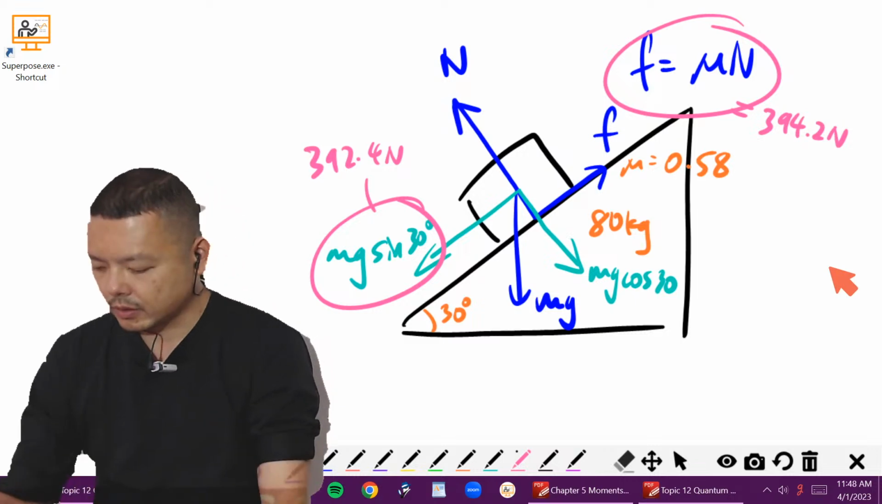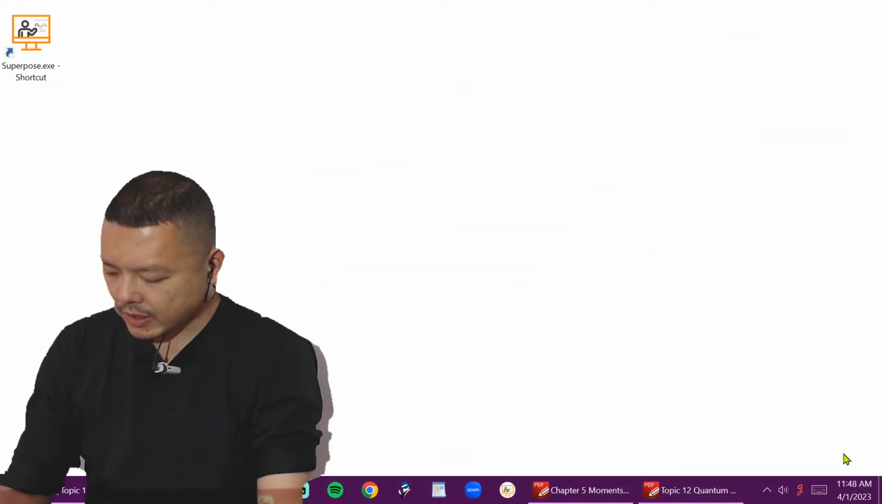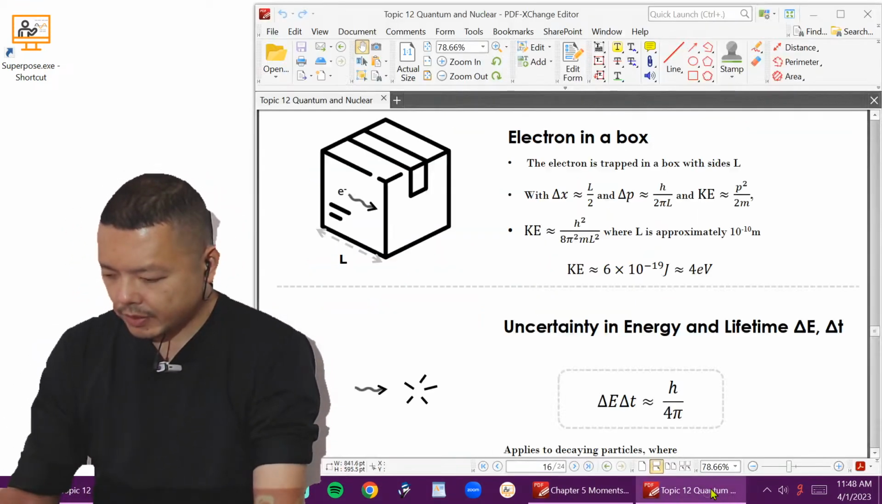Okay, good. That's what the coefficient of friction is used for, to help you calculate the friction.